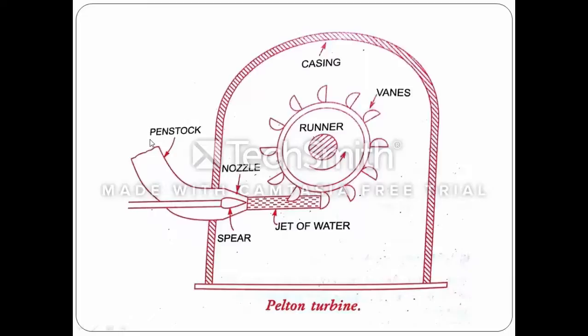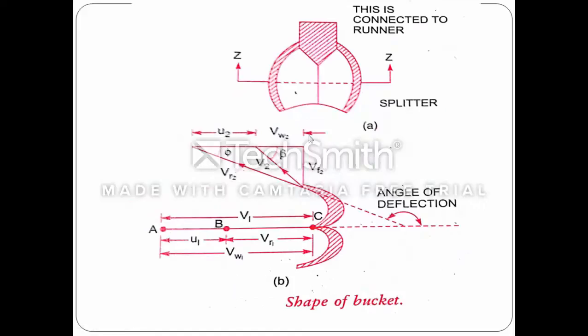You can see in this image the water coming from the penstock strikes the vanes on the runner. If the water strikes tangentially, the vanes on the runner will rotate. The runner shaft is coupled to a generator, where you can produce electricity. The purpose of the casing is the protection of the turbine. Next, this is the shape of the bucket, a double splitter. You can see the derivation of the angle of deflection. There are other terms we'll explain in the next slide.